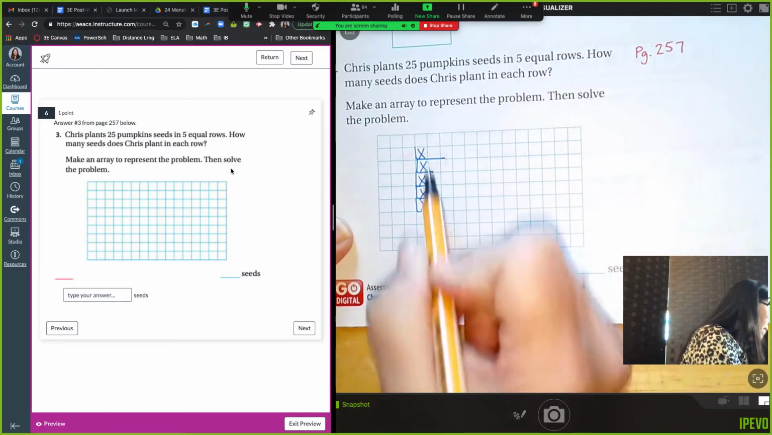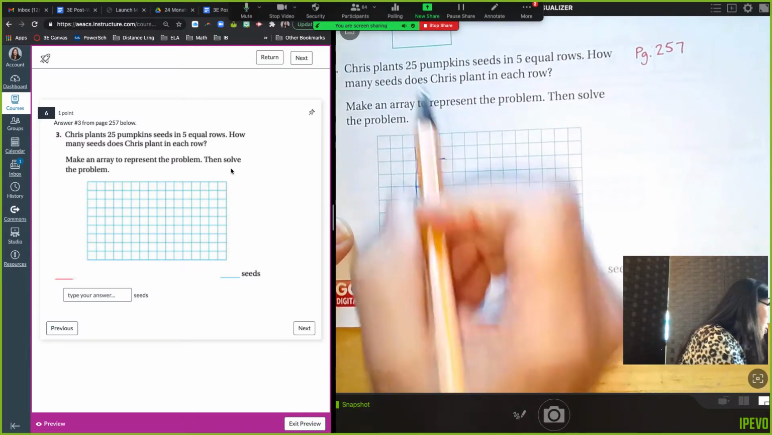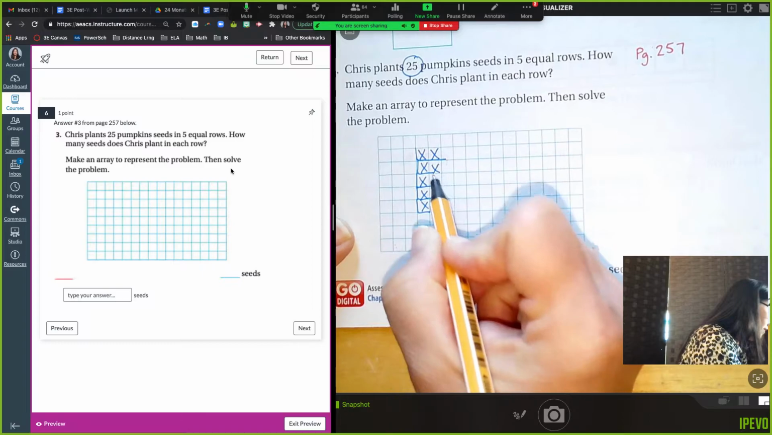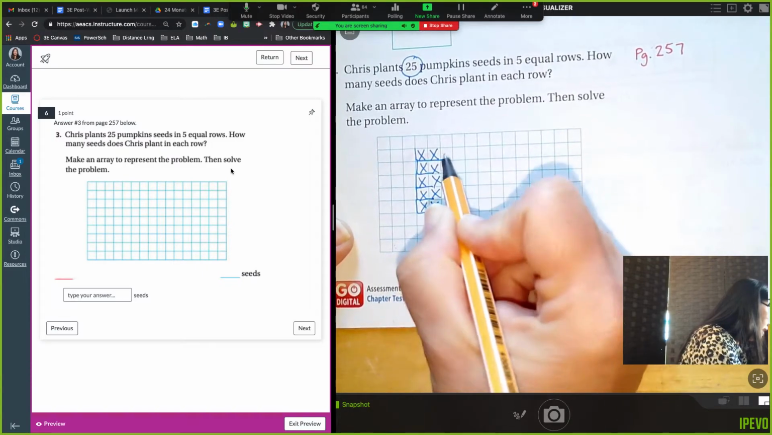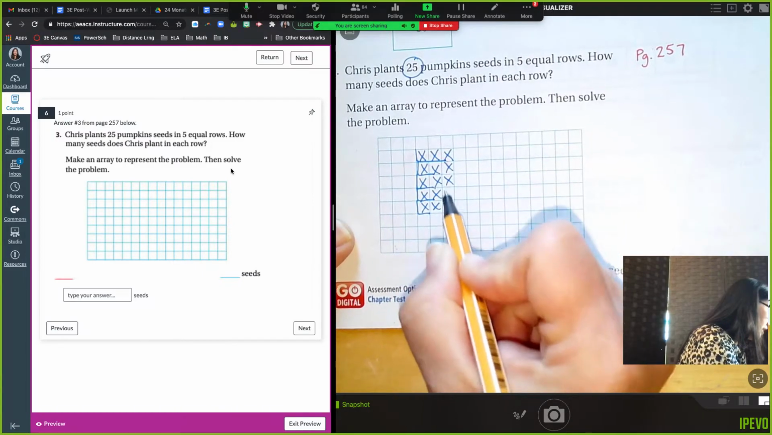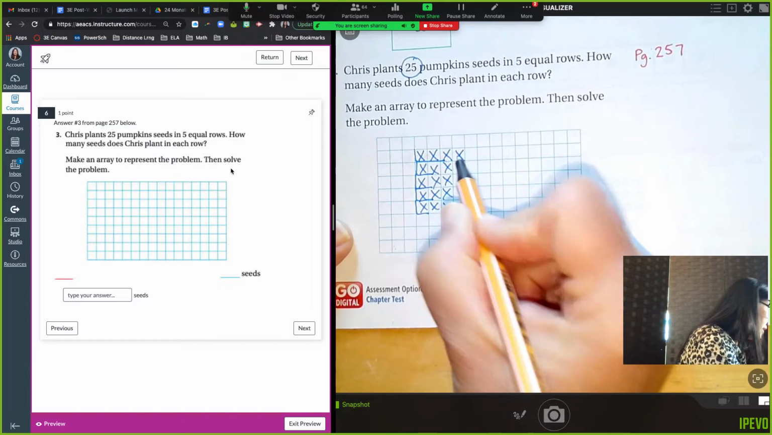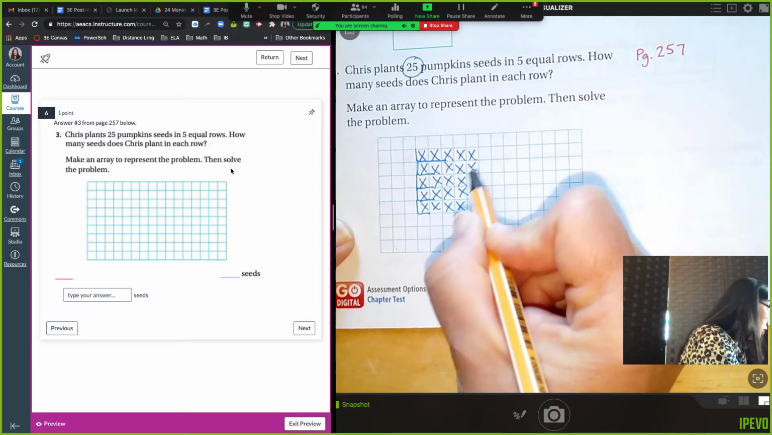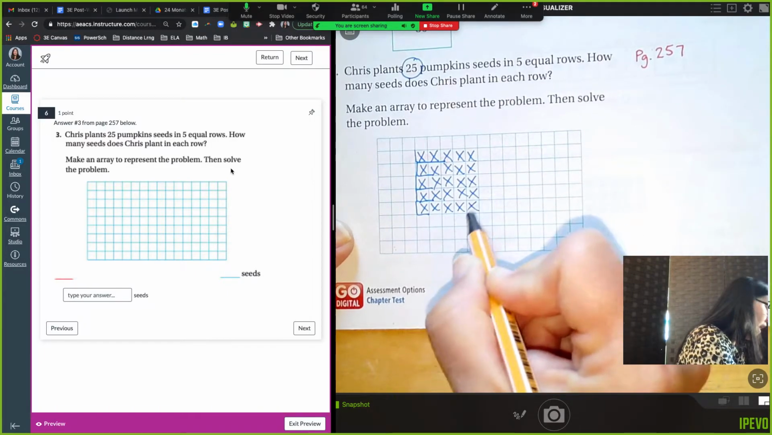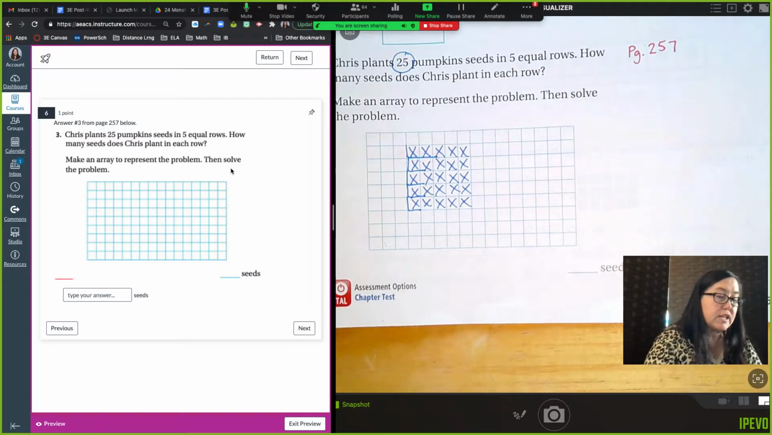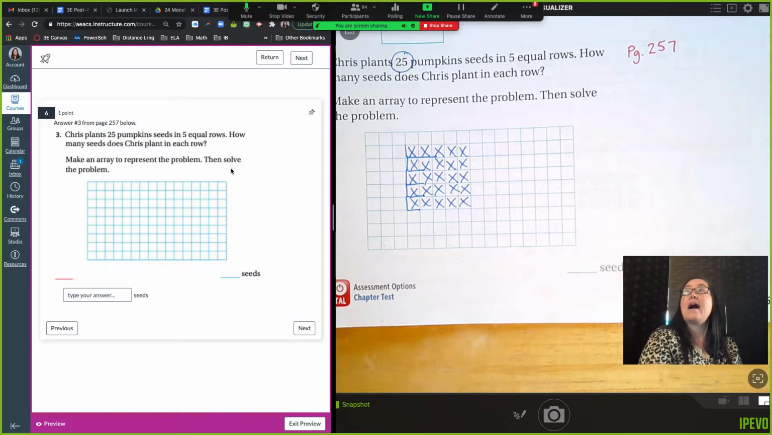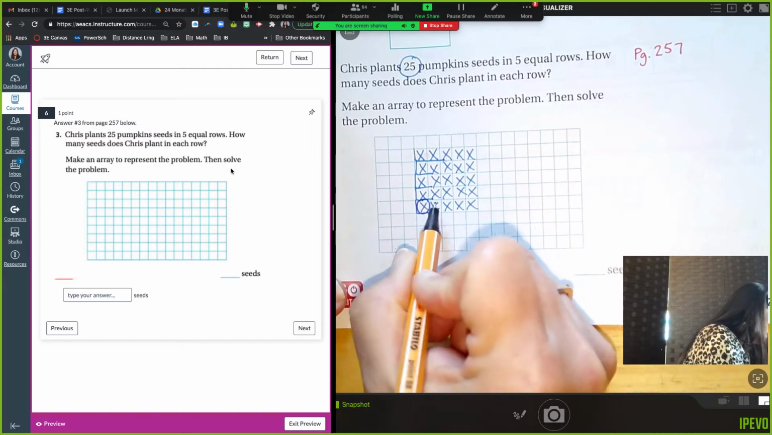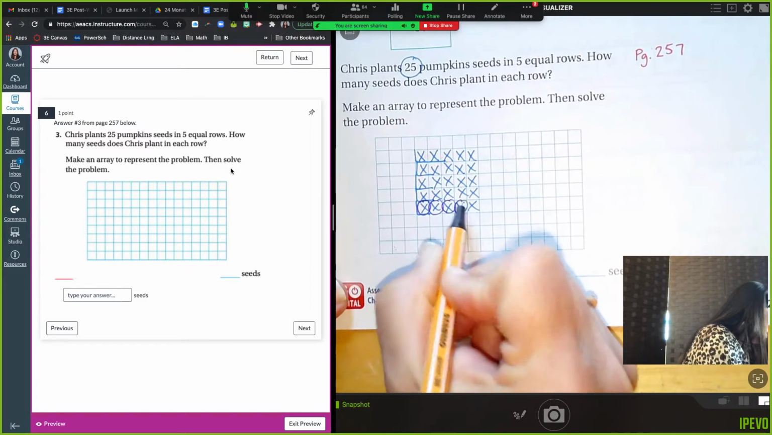And I'm going to count. I'm going to keep putting them into the rows until I get to 25. So I've got 5, 6, 7, 8, 9, 10, 11, 12, 13, 14, 15, 16, 17, 18, 19, 20, 21, 22, 23, 24, 25. So I can take a look now and see how many seeds he plants in each row. He's putting 1, 2, 3, 4, 5.